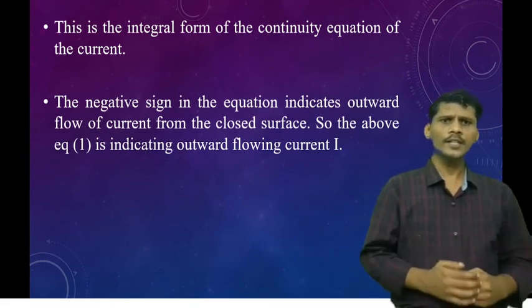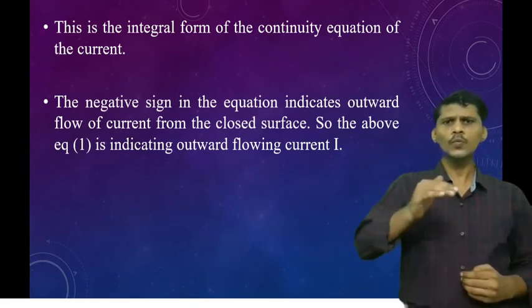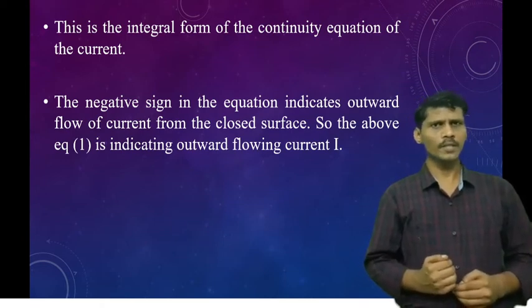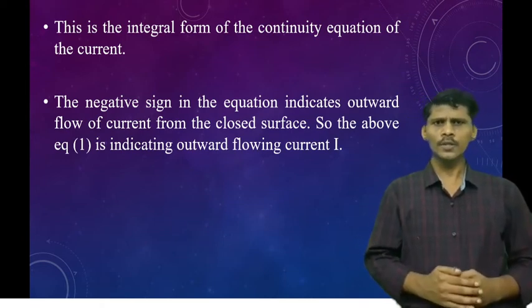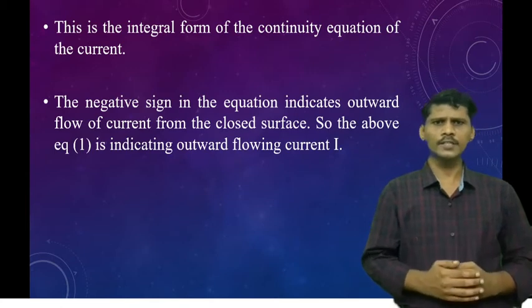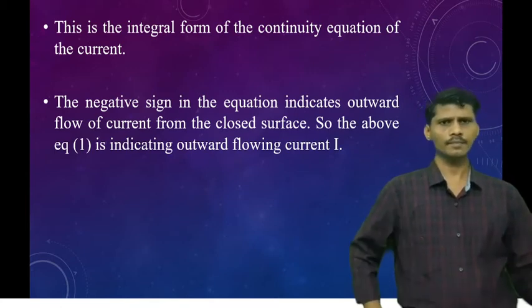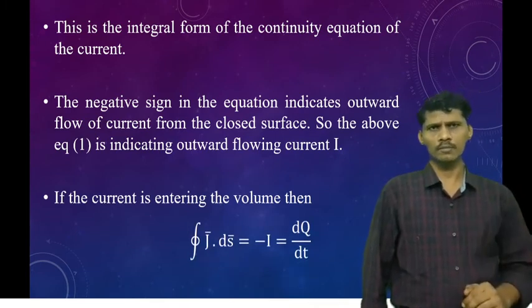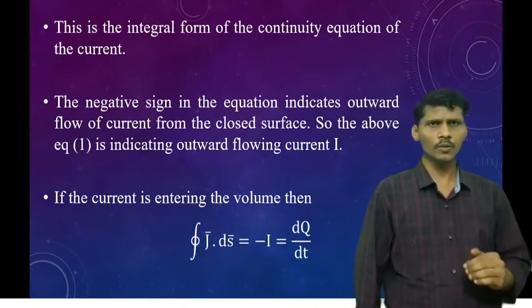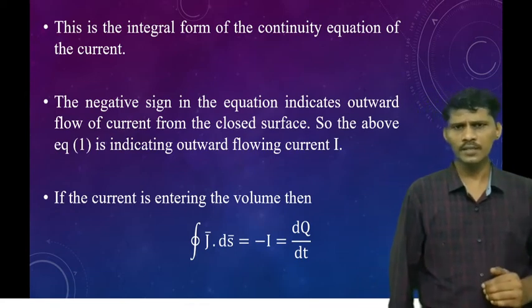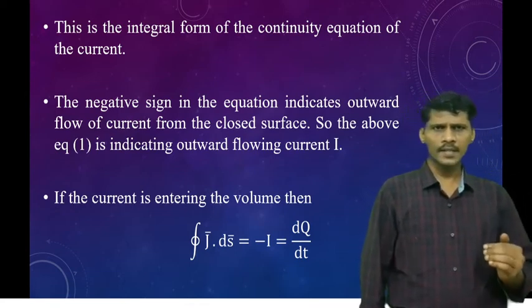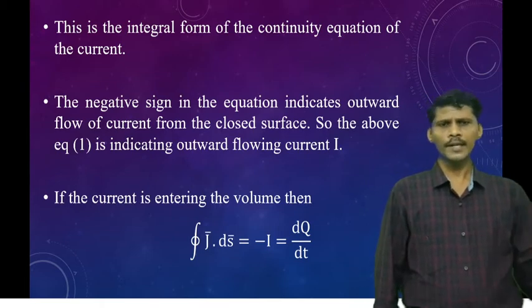This is the integral form of the continuity equation of the current. The negative sign in the equation indicates outward flow of the current from the closed surface. If the current is entering the volume, the above equation can be written as closed surface integral of J bar dot ds bar is equal to minus I, that is equal to dq by dt.